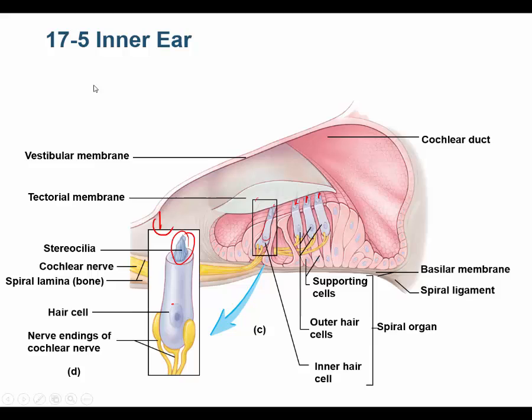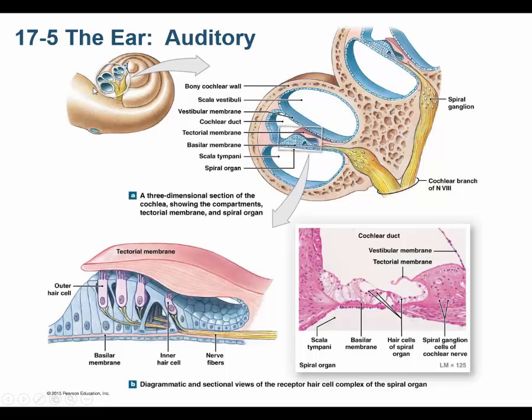Let me go backwards and remind you of something. Let me go backwards a little further so you can see it. This is the cochlear duct, which is filled with endolymph. All right? This is all the cochlear duct. That means these hair cells right here are bathed in endolymph.